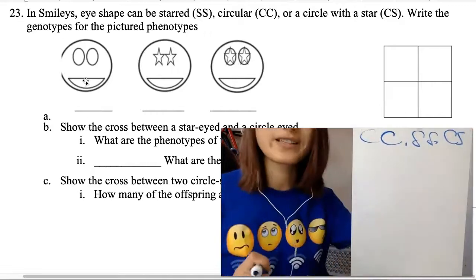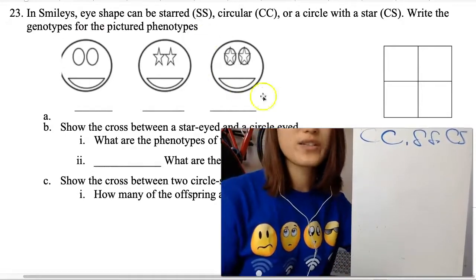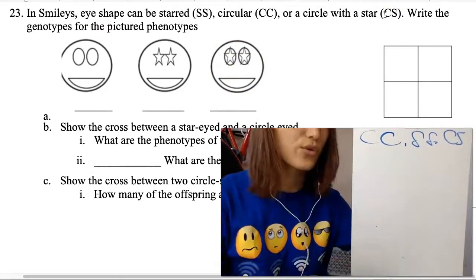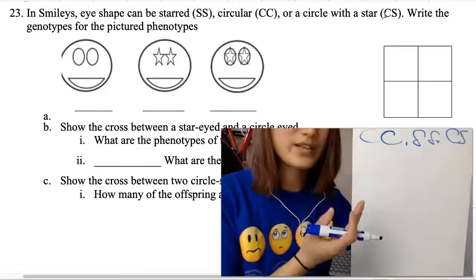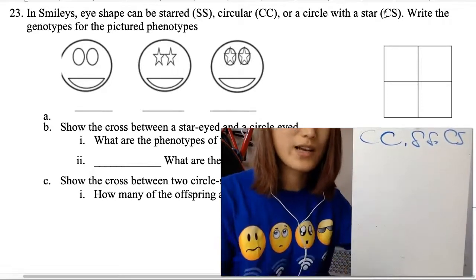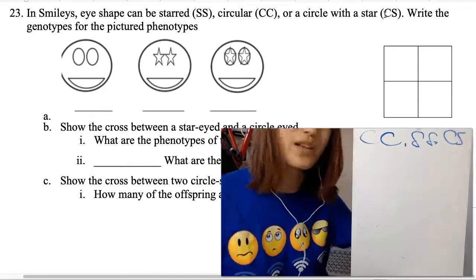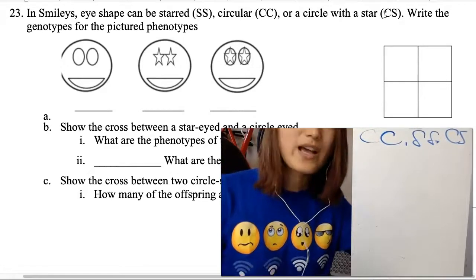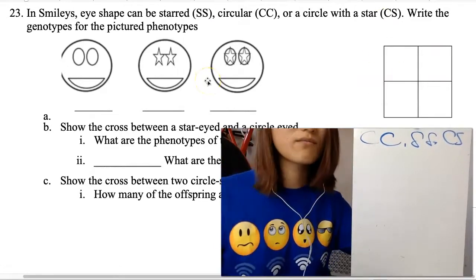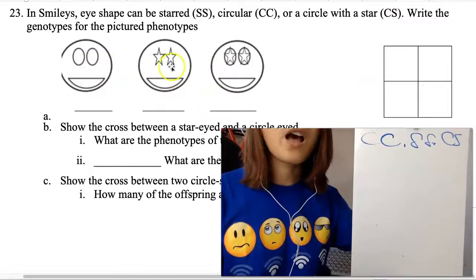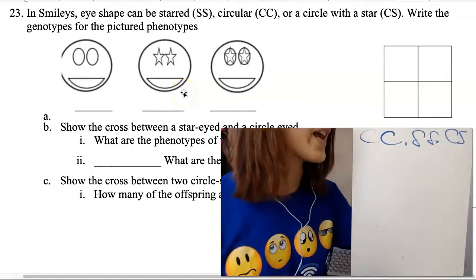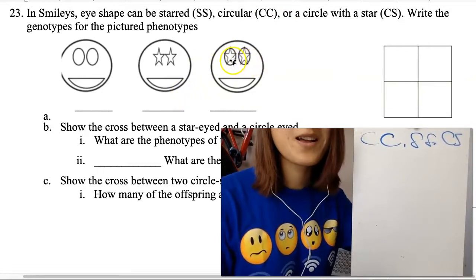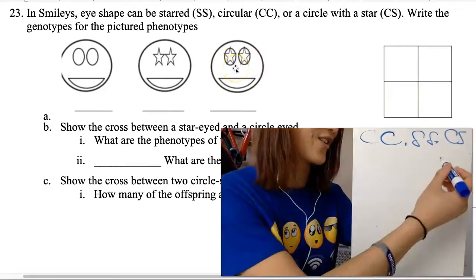How can you tell that this is codominance? Because with your heterozygote individual, the CS, right, is not homozygous because you have two different letters. Whether it's one capitalized letter and one lowercase letter, or two completely different letters, it's still not homozygous. But in this case, instead of having the one trait being covered up completely, as in complete dominance, we have both traits showing up at the same time. So we have a circle star eye as our CS.